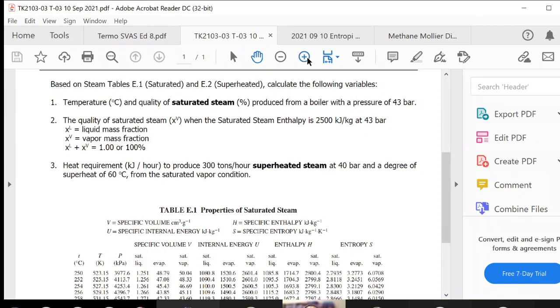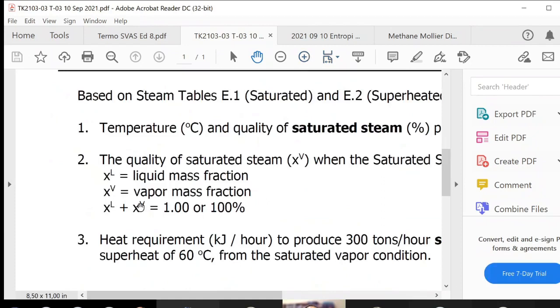This is, let me make it bigger. When we say XL, it is liquid mass fraction. When we say XV, it is vapor mass fraction. XL plus XV equal 1.0, or in percentage, it is 100%. So in cases that XL is 80% or 0.8, then XV is 0.2.